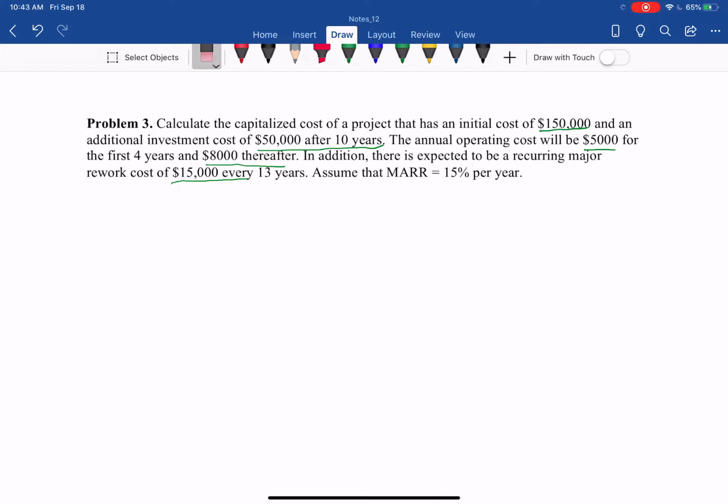So first step, number 1, we have the cash flow diagram. For at least 2 cycles, as you can see, this one is 50,000 after 10 years. We have the recurring major rework costs, 15,000 every 13 years. So 1 cycle is 13 years, because that 15,000 repeats every 13 years. And we draw at least 2 cycles, so it means 26 years.